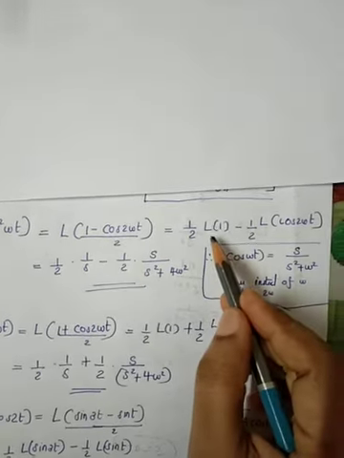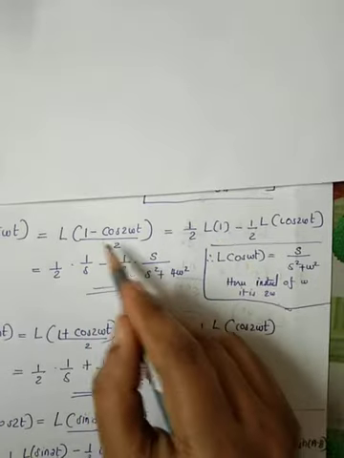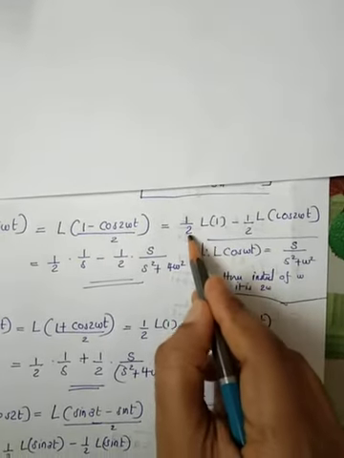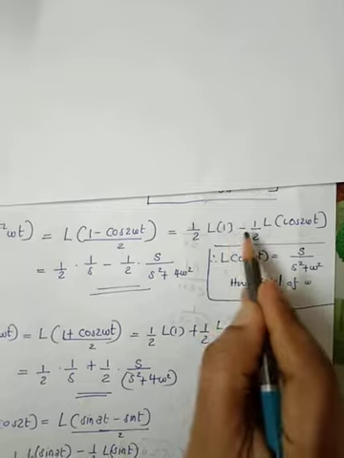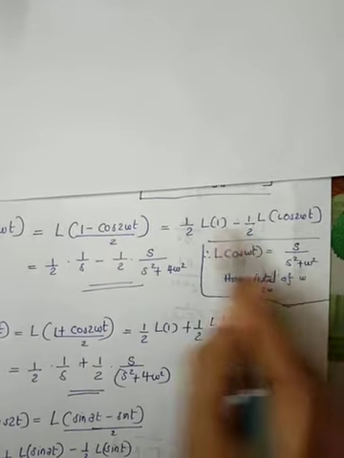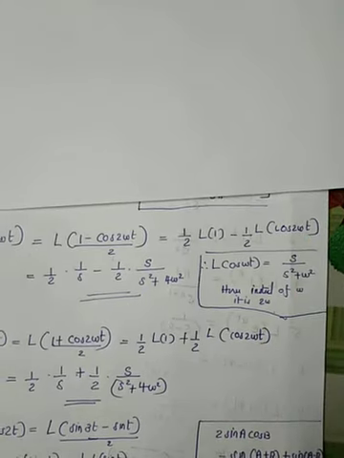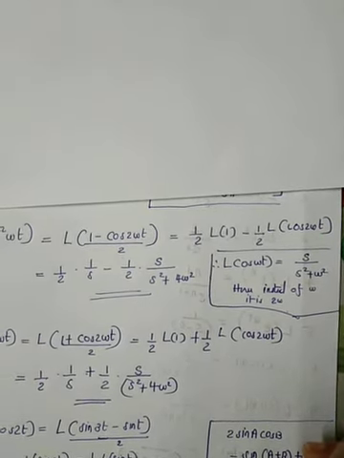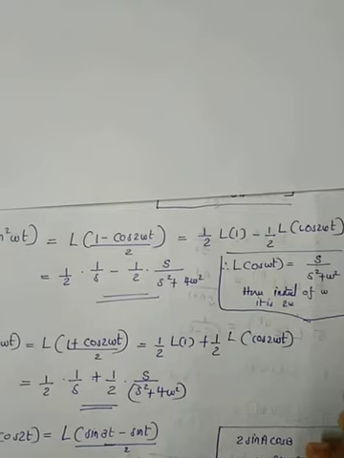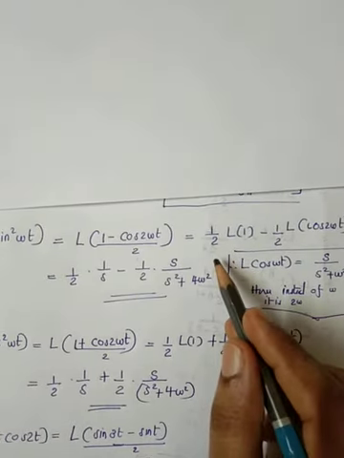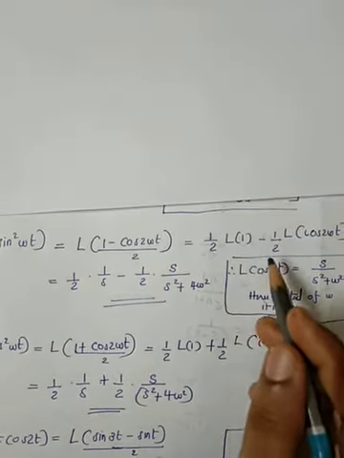Next we apply the linearity property. The first term is 1 by 2. Therefore 1 by 2 into L of 1 minus 1 by 2 into L of cos 2 wt. This is applying the linearity property: L of a f of t plus b into g of t is equal to a into L of f of t plus b into L of g of t.